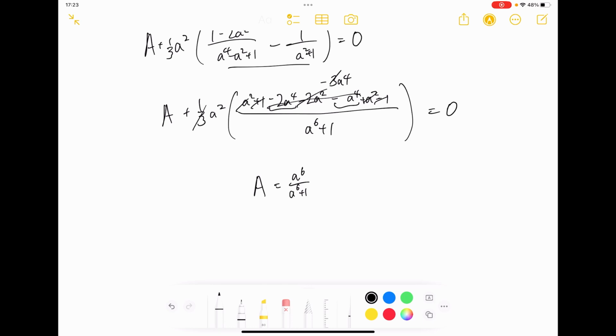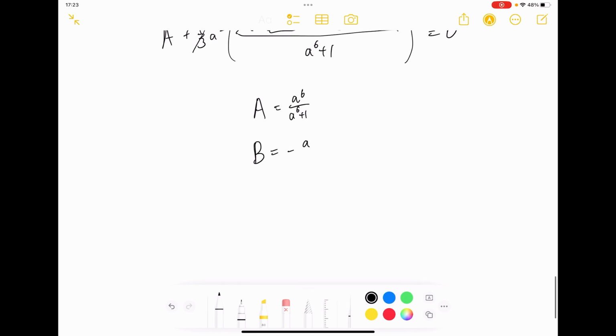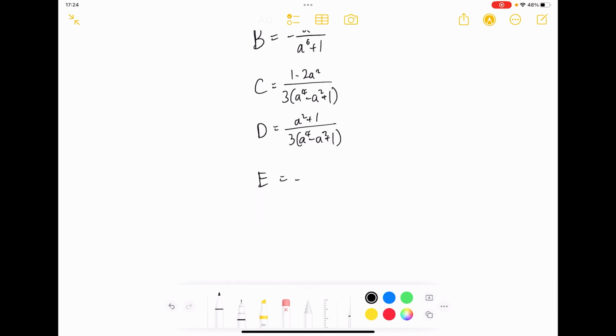I need to stop saying coefficients, but there's no chance for me to say stuff about this anymore because we've solved it, but like, it's fine. So a is this, and we found the other ones as well. So b is negative a squared over a to the 6 plus 1. C was 1 minus 2a squared divided by 3 times a to the 4th minus a squared plus 1. D is a squared plus 1 divided by 3 times a to the 4th minus a squared plus 1. And E is, what's E? E is negative 1 over 3 times a squared plus 1.